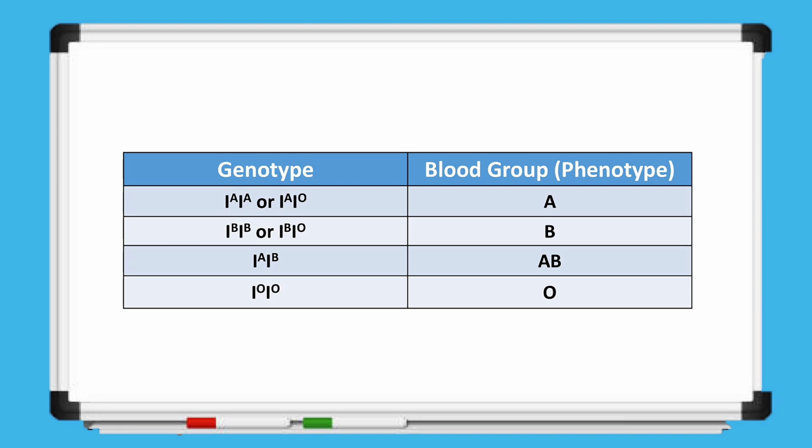So, in the ABO blood group system, a person's blood type is determined by the combination of alleles they inherit from their parents. Each individual receives one allele from each parent, and these alleles together form the genotype, which then determines the blood group, or phenotype.